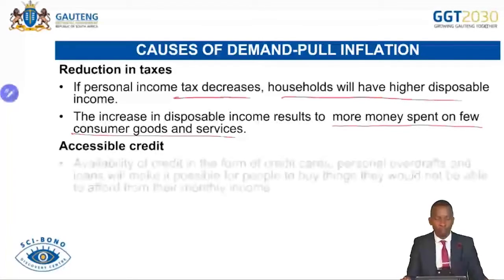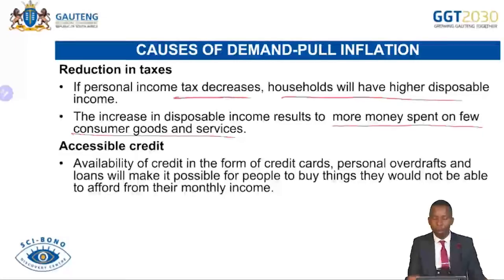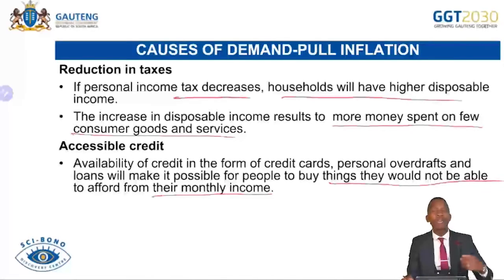Accessible credit. Availability of credit in the form of credit cards, personal overdrafts, and loans will make it possible for people to buy things they would not be able to afford from their monthly income. So with credit being made more accessible, people spend money they don't even have because of the availability of credit. That simply leads to even further demand for goods and services because credit is made available to almost everyone that can qualify.